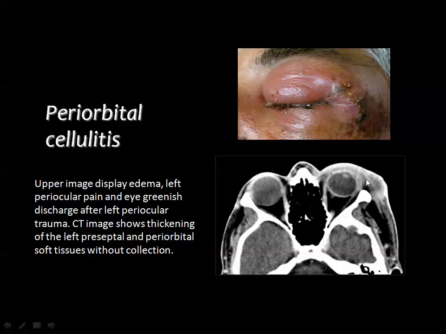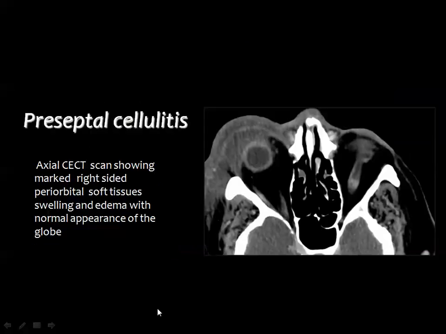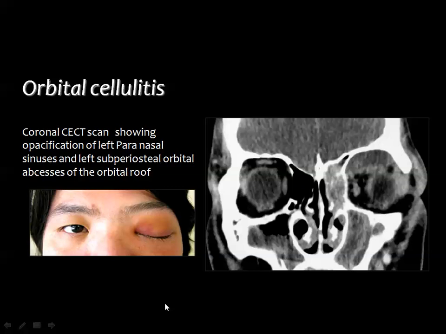extending more or less laterally, but inside the orbit you can appreciate that there is no extension of the inflammatory process. And this is also an example of preseptal cellulitis involving the eyelids and the preseptal area of the orbit extending along the lateral orbital margin, but the orbital contents are not involved by this inflammation.